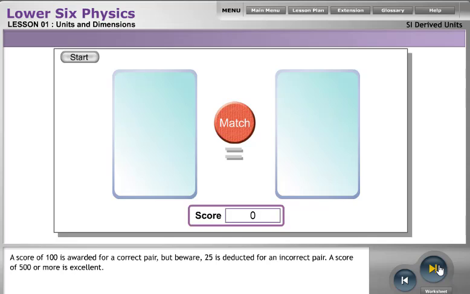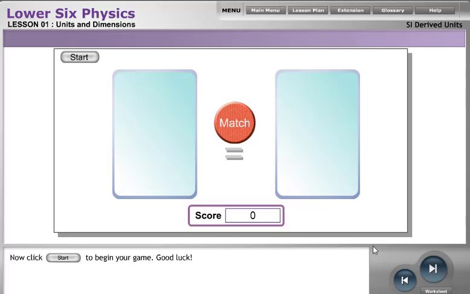A score of 100 is awarded for a correct pair, but beware, 25 is deducted for an incorrect pair. A score of 500 or more is excellent. Now click Start to begin your game. Good luck!